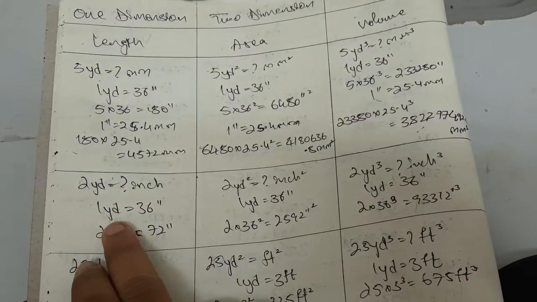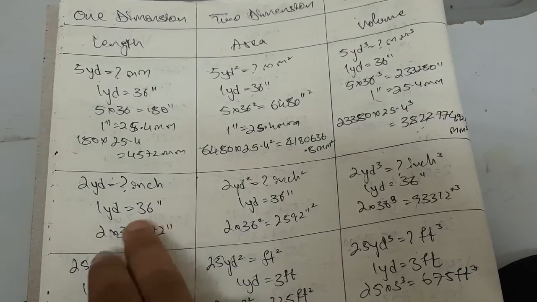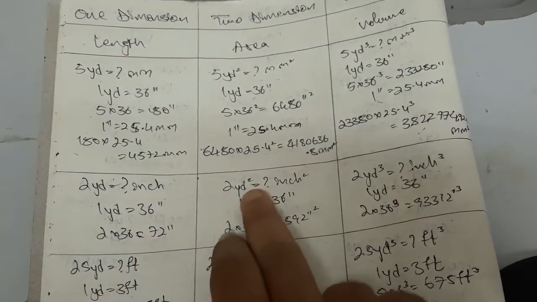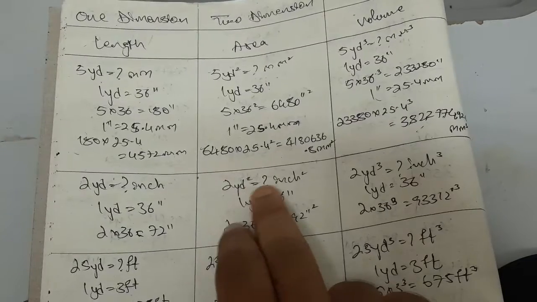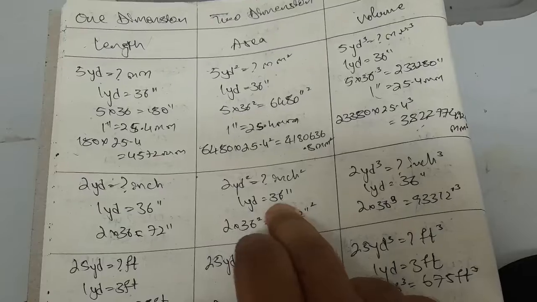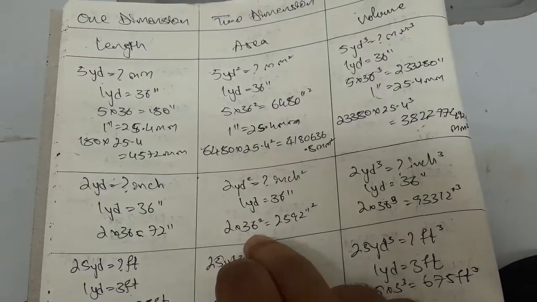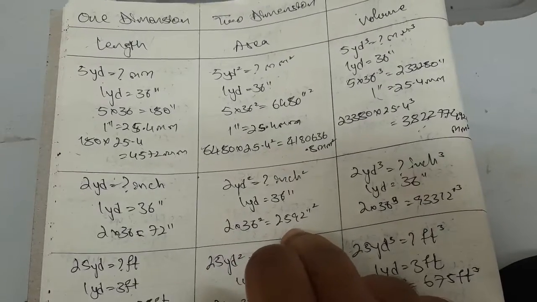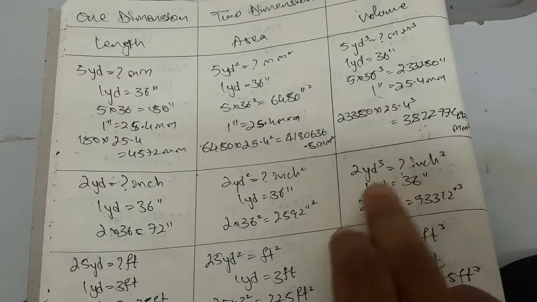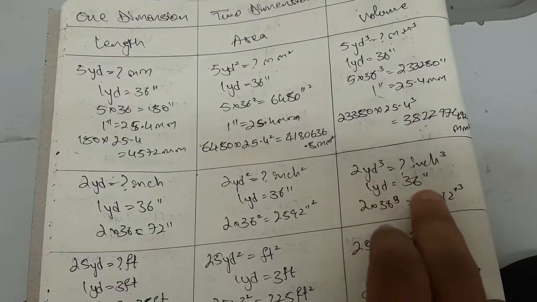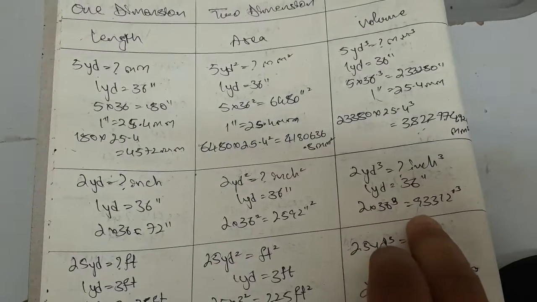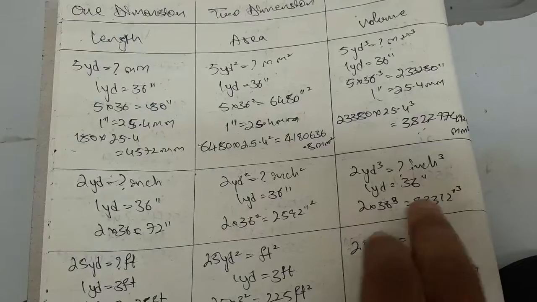Coming to our next problem, we have 2 yards is equal to how many inches? Since 1 yard is equal to 36 inches, multiplying directly 2 into 36 gives us 72 inches. Coming to the second dimension, 2 yard square is equal to 2 into 36 square, which gives us 2592 inch square. Now 2 yard cube is equal to 2 into 36 cube, which gives us 93312 inch cube.